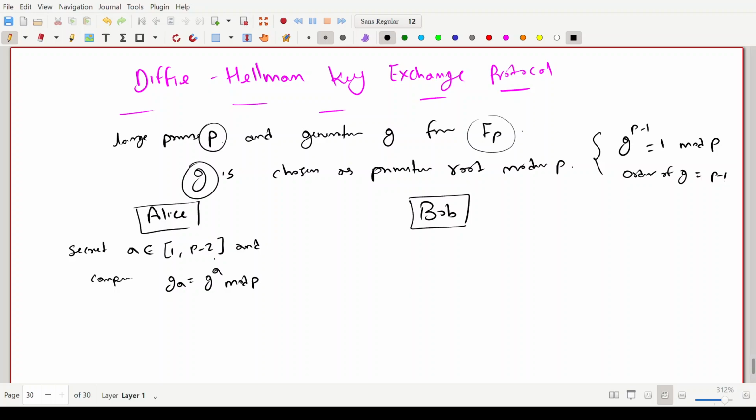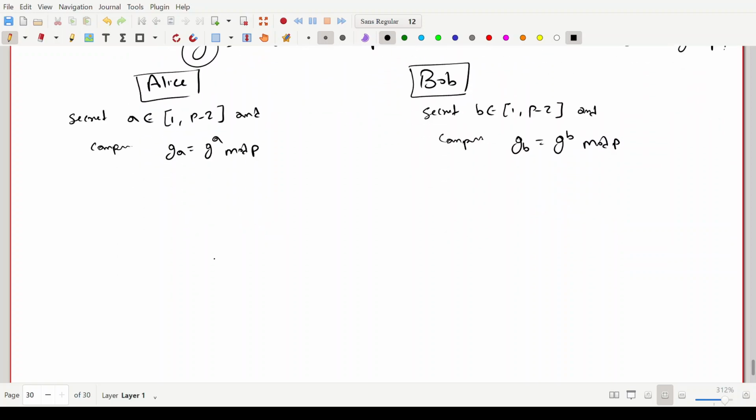This is what she computes. Similarly, Bob will choose a secret B, which again belongs to 1 to P minus 2, and he will compute GB, the notation I am using, which is G raised to B modulo P. So she has GA, he has GB, and they will exchange these values. Alice gives GA to Bob, and Bob gives the value of GB to her.